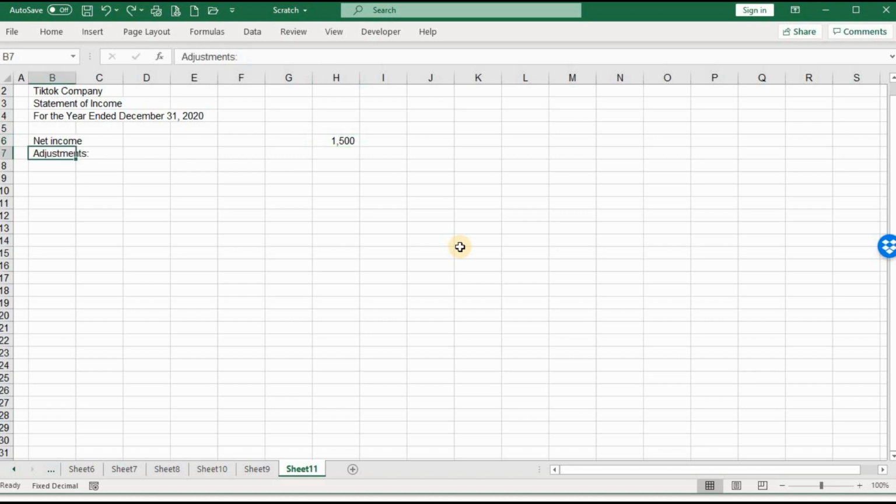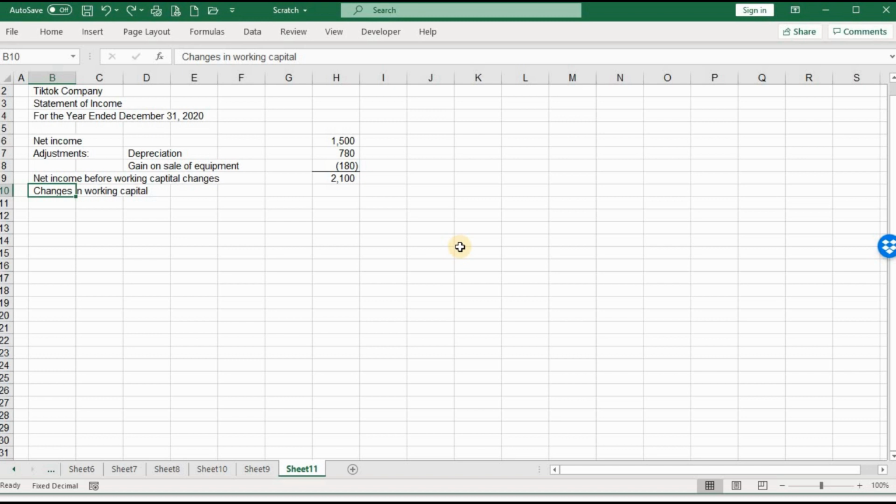Remember that the adjustments to net income must be the nominal accounts that are only related to investing and financing activities. And in our problem, we have two nominal accounts. This includes the depreciation for 780, which is added back to 1,500, and the gain on sale of equipment, which is deducted. So we have a 2,100 balance. This is the net income before working capital changes.